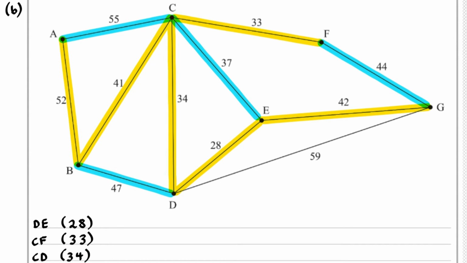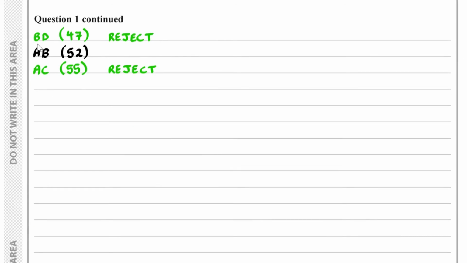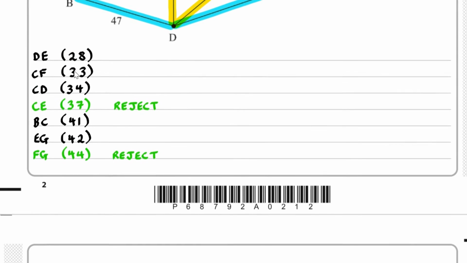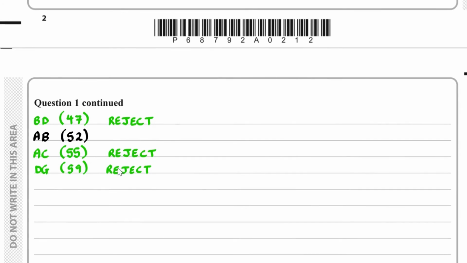And then we've got DG as well, which we would have to reject with weight 59, because otherwise we would get a cycle. So here we have the weights which we can use, and those which we rejected were clearly stated.